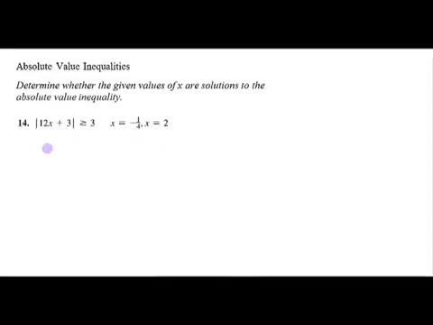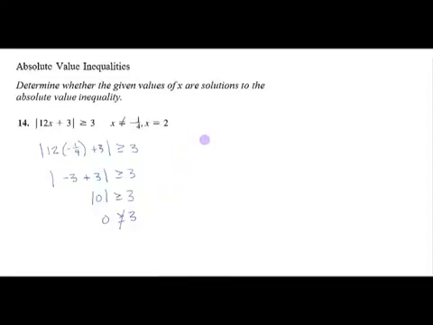So let's plug in the -1/4 first. Absolute value of 12 times -1/4 plus 3 is greater than or equal to 3. Absolute value of -3 plus 3 is greater than or equal to 3. -3 plus 3 is 0, so I have the absolute value of 0 greater than or equal to 3. Now 0 is greater than or equal to 3 is not true. So I know that x equals -1/4 is not a viable solution.